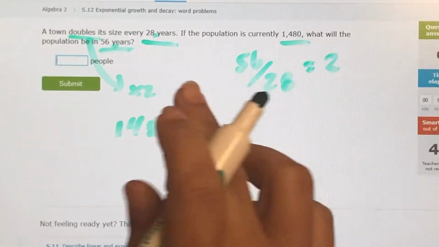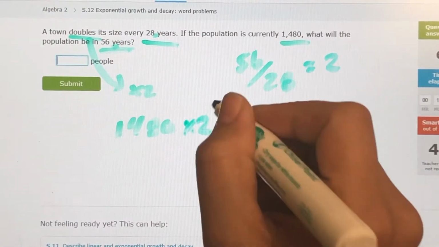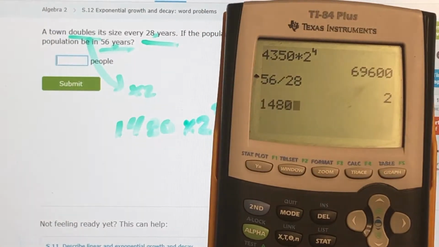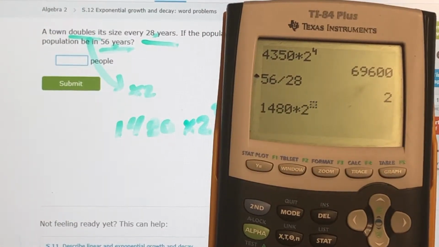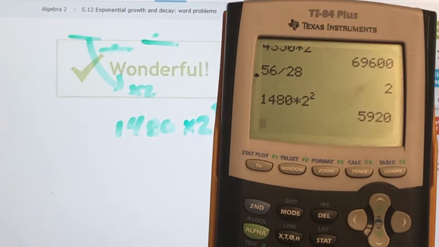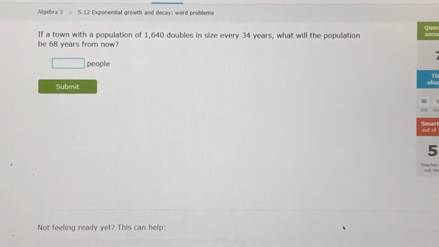All right, so it will double twice. So I will be multiplying it by 2 two times. And all you do is punch it in the calculator. 1480 times 2 raised to the power of 2. 5920. And you'll notice that as you get the hang of it, you're going to get faster.